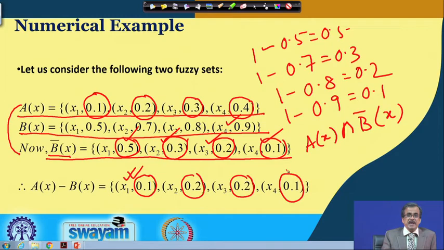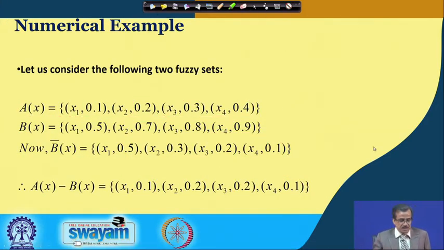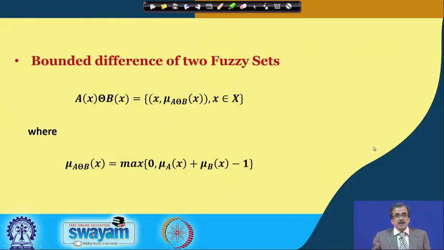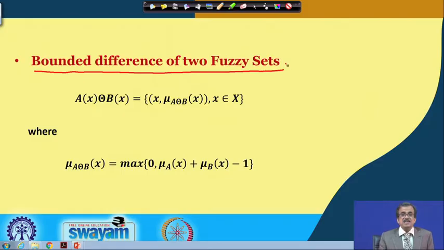So, this is the way actually we can find out what should be your A(x) minus B(x). So, this is the way we can find out the difference. Now, then comes the bounded difference between the two fuzzy sets. Now, let us see how to find out the bounded difference of two fuzzy sets.